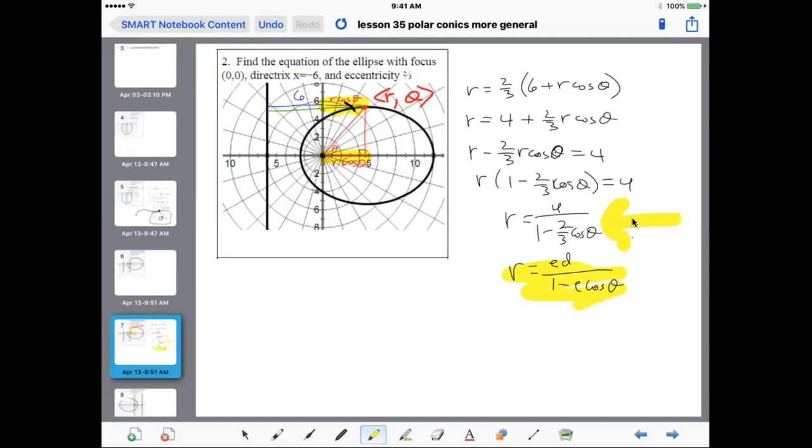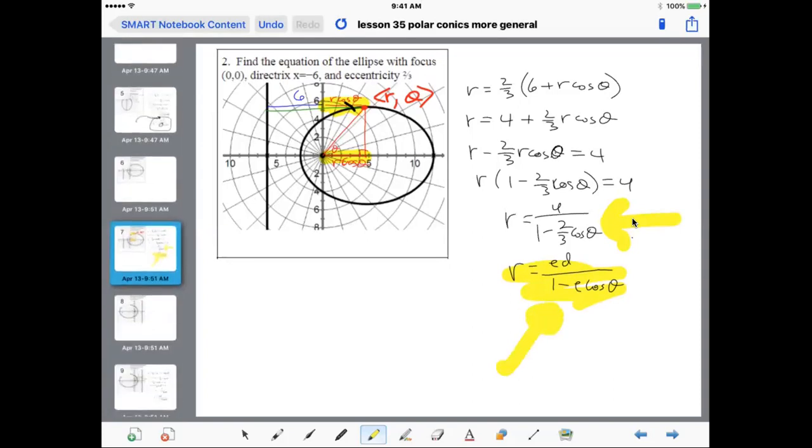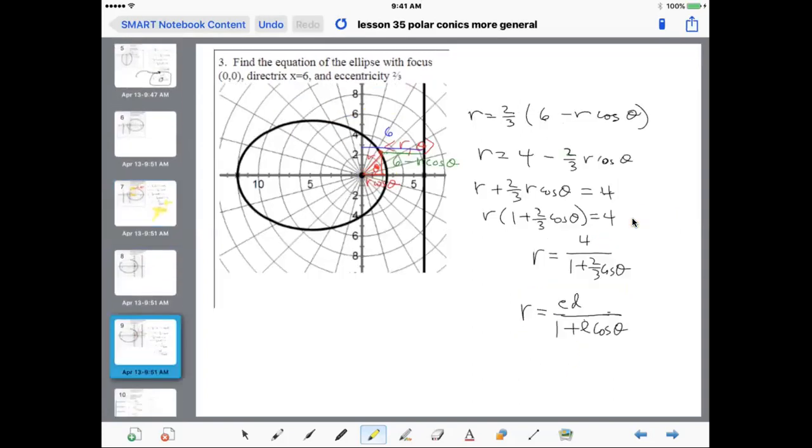So if the directrix is on the left, a vertical line on the left, you're going to have ED over 1 minus E cosine theta. So if it's x equals negative something, you're going to have a negative there. And you might have suspected then that the last answer was going to have a plus there and a cosine. And it does. The picture for it is a little bit tricky on this one.